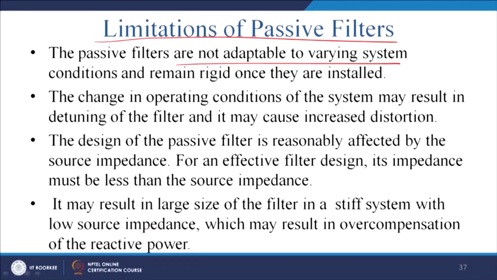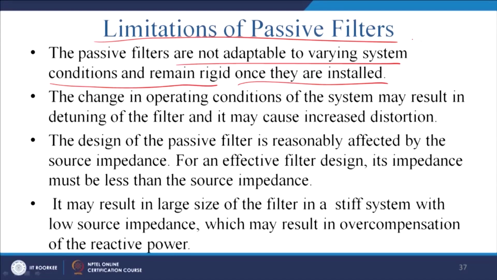The passive filters are not adaptable to varying system conditions and remain rigid once they are installed. For example, you want to put a filter in a weak grid, where we also allow variation of the frequency, as we have discussed in the standard, an allowable range of varying frequencies. What you were saying is 50 hertz. Nowadays, due to the Power Grid Corporation, most of the problem has been solved because of the huge inertia in India. The frequency is almost constant, and it varies only very little, less than 0.25 hertz, from no load to the peak load.